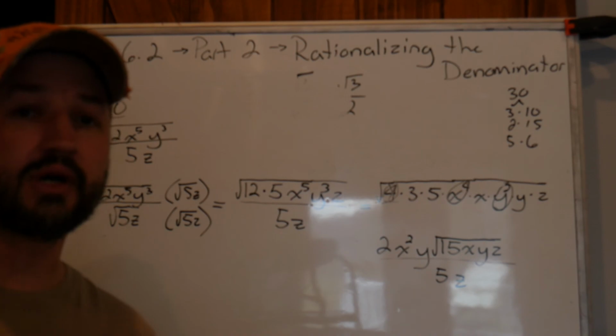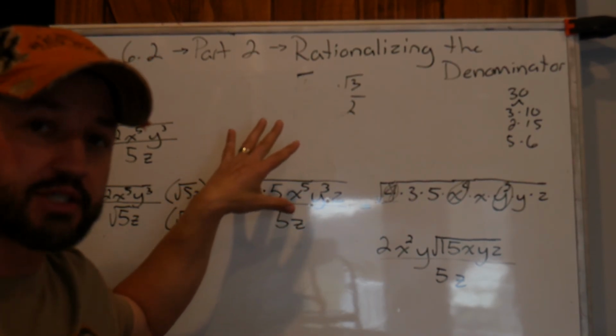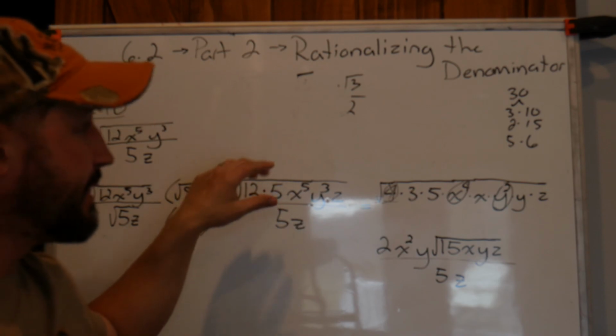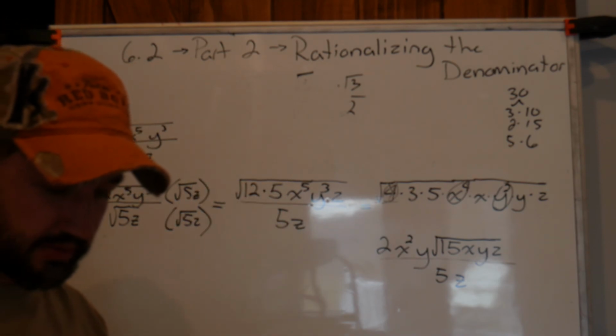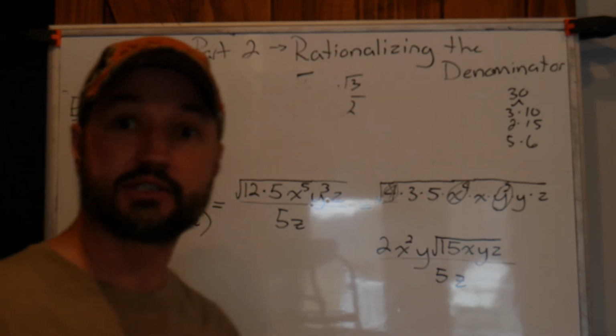I think that was the last example I wanted to do for this particular section. This was just rationalizing the denominator. And then we're going to move to square root of a perfect square for the final video for section 6.2. See you in a little bit.